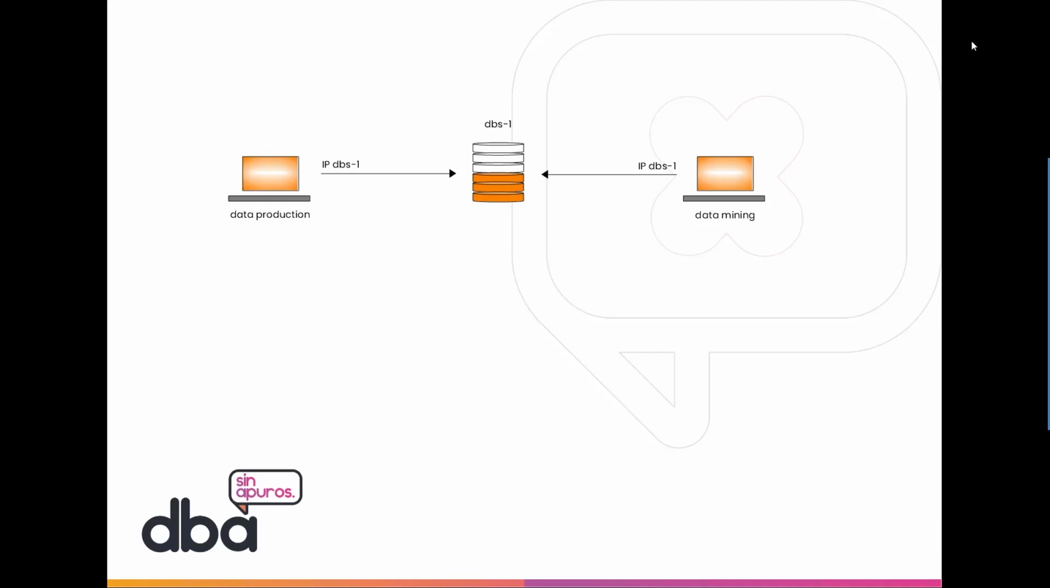Schematically, here we have a traditional database system where a single server serves the clients that connect to it. We've called the server DBS1, and we differentiate clients into two groups: those that perform read-write operations on the database and clients that perform read-only operations on the database, such as statistics, reports, pattern analysis, etc.